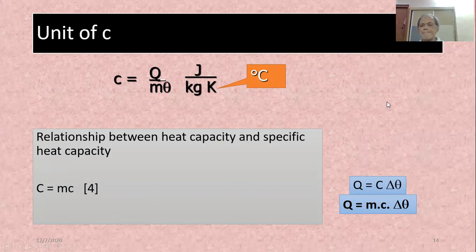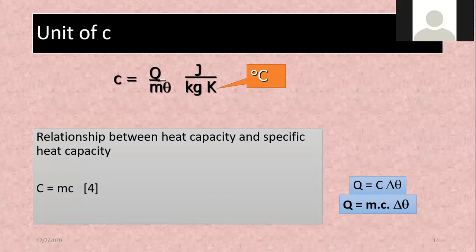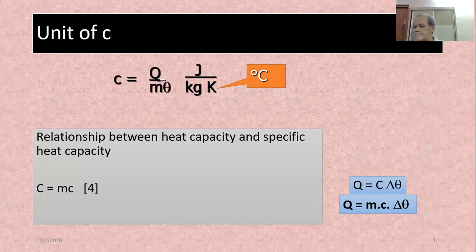Okay. Sir, which page, sir? Page 238. C equals MC. Number 4. Oh, okay, okay.